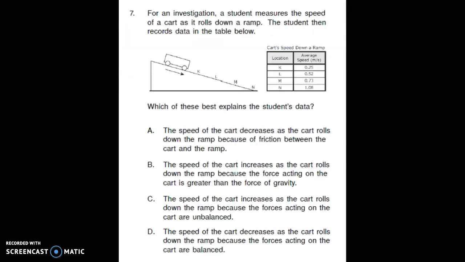Question 7. For an investigation, a student measures the speed of a cart as it rolls down a ramp. The student then records data in the table below. Which of these best explains the student's data? A. The speed of the cart decreases as a cart rolls down the ramp because of the friction between the cart and the ramp. B. The speed of the cart increases as it rolls down the ramp because the force acting on the cart is greater than the force of gravity. C. The speed of the cart increases as the cart rolls down the ramp because the forces acting on the cart are unbalanced. Or D. The speed of the cart decreases as the cart rolls down the ramp because the forces acting on the cart are balanced.